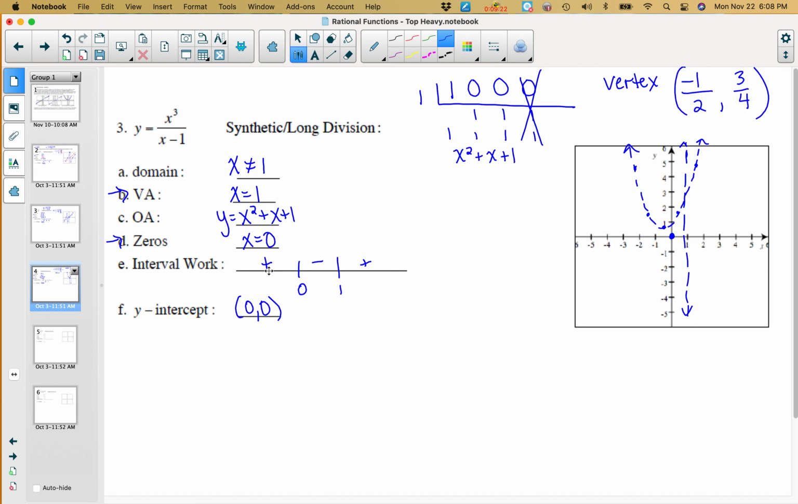So to the left of 0, it's positive. And then from 0 to 1, it's negative. Remember, we have a vertical asymptote. So from 0 to 1, it's negative, which means it has to be down here. And it has to kind of hug. So it's going to have to go like this as it kind of moves down closer and as it gets closer to 1.